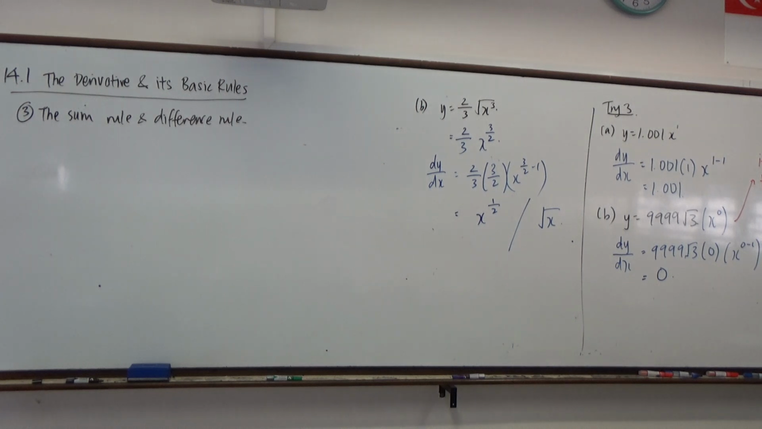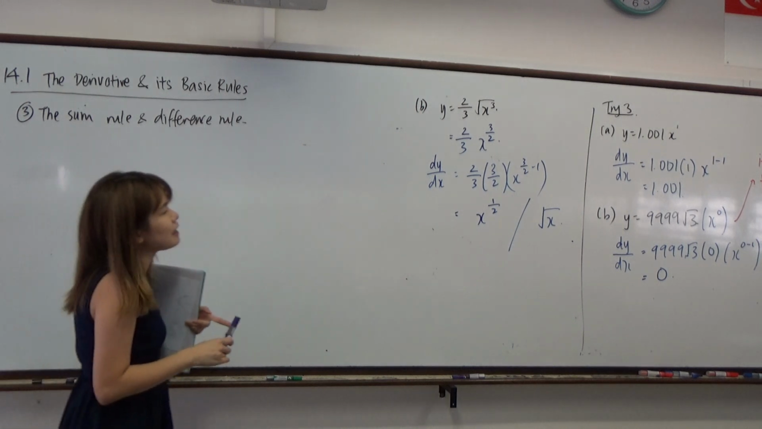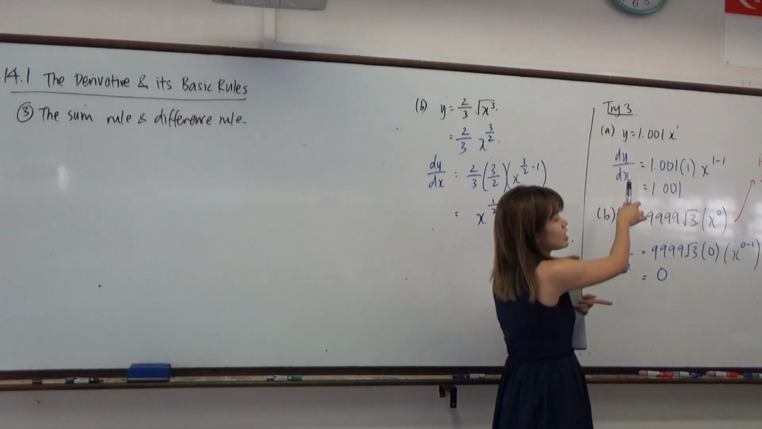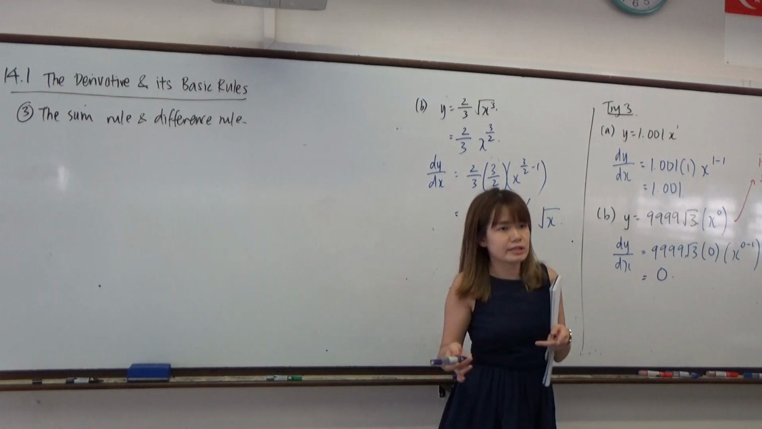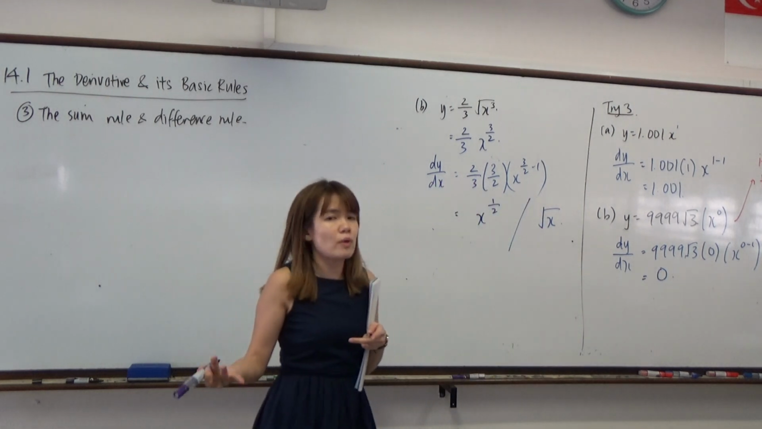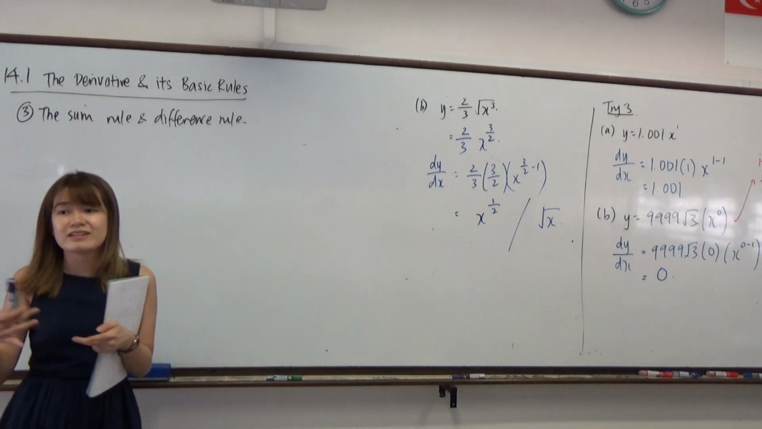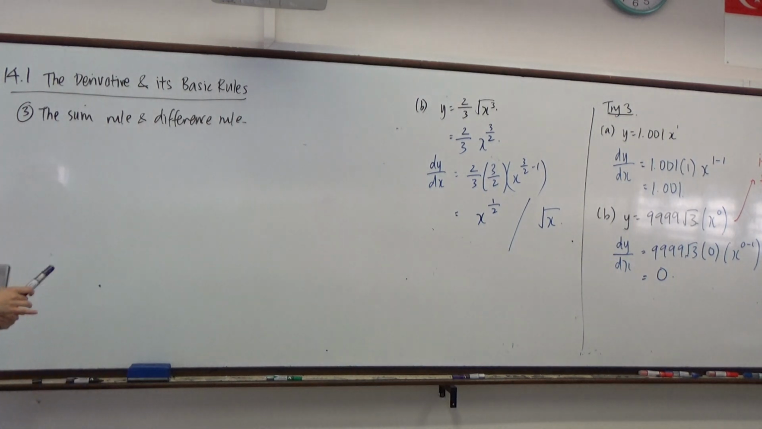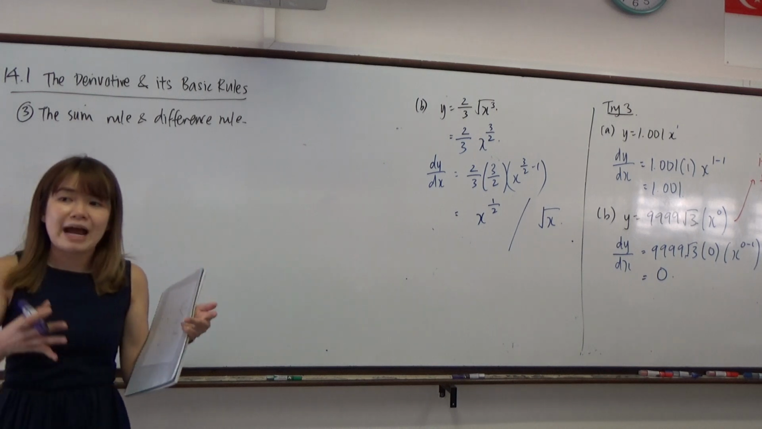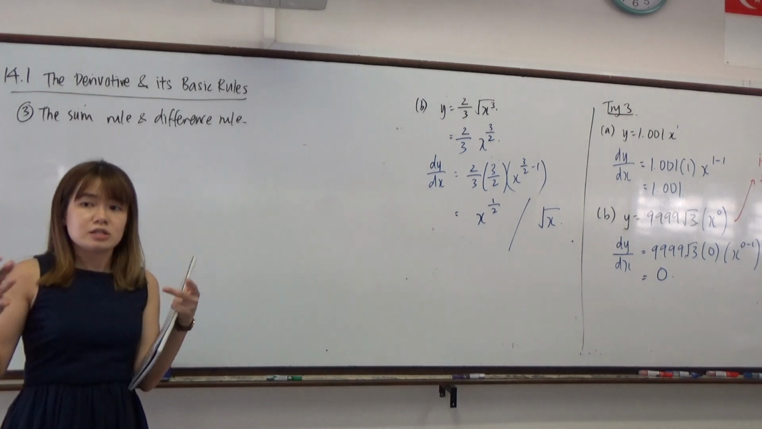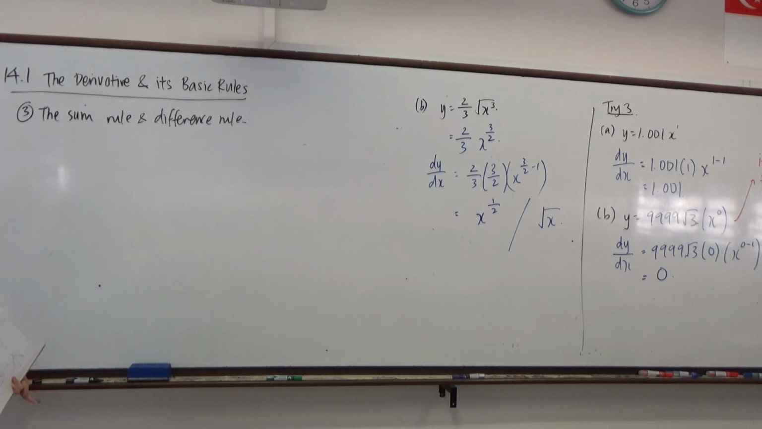We have covered up to try 3, and we notice that the functions we are discussing always have just one term, like 1.001x. There is no plus x squared, or plus something else or minus something. So how do we do it if there is a whole function with multiple terms inside it? We will look at the sum rule and difference rule. Basically you just differentiate by each term. The general idea is really just to differentiate by each term.